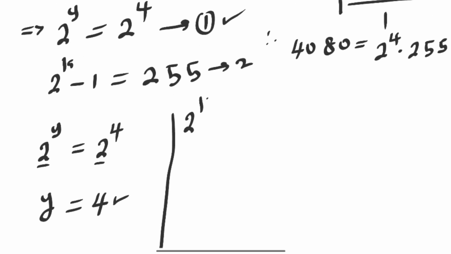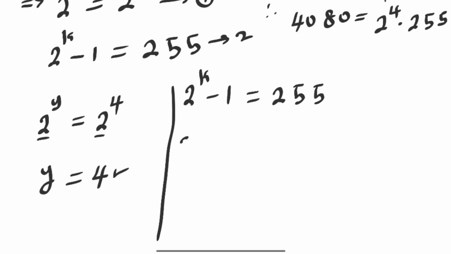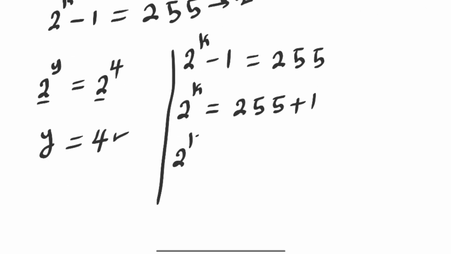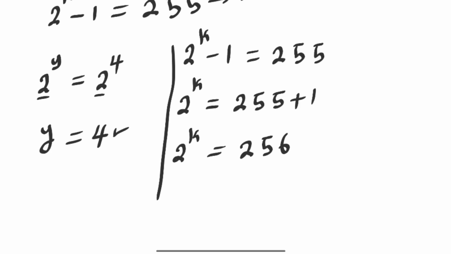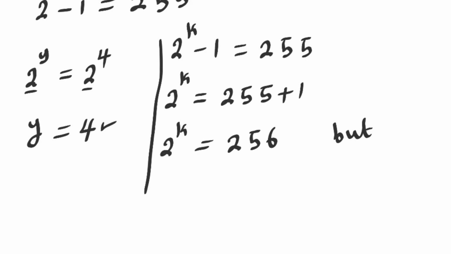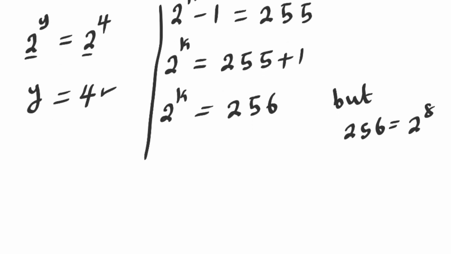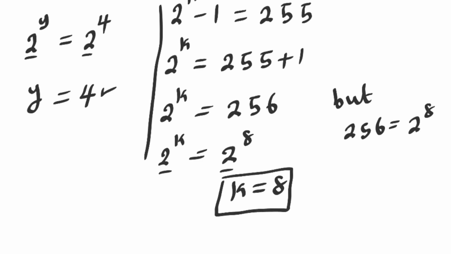Also, 2 raised to power k minus 1 is equal to 255. Then 2 raised to power k is equal to 255 plus 1. 2 raised to power k is equal to 256. But 256 is equal to 2 raised to power 8. Then 2 raised to power k is equal to 2 raised to power 8. You have the same base 2. k is equal to 8. Here is the value of k.